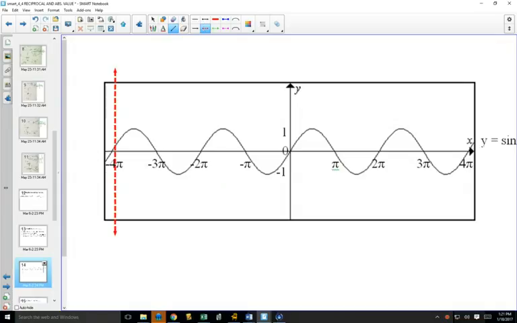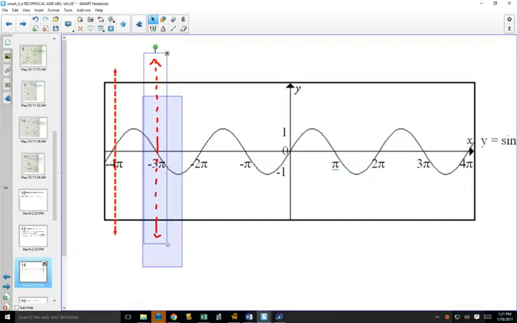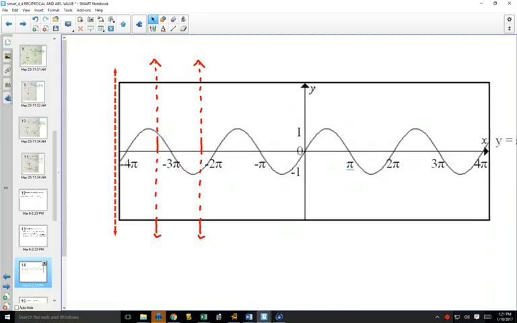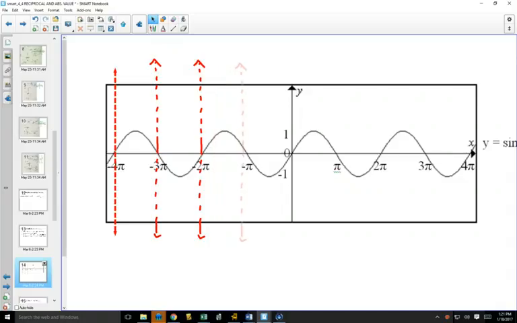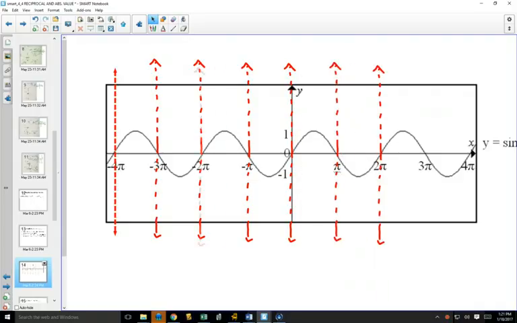There's one here. I'm going to do one here. Use your infinite cloner on your own paper. Here we go. There's another one there, another one there, another one there, another one there, another one there, and another one there.